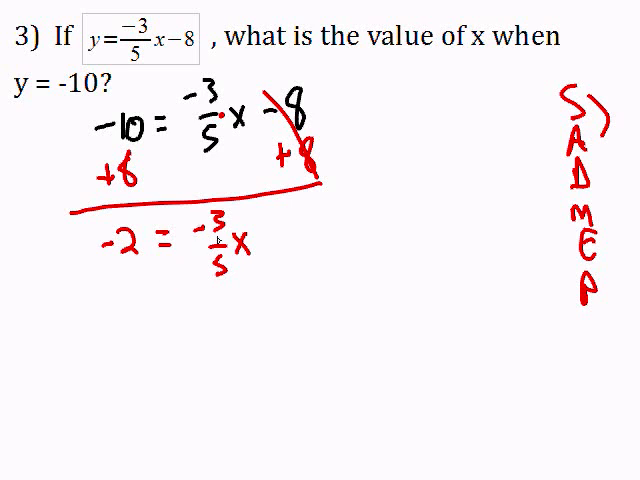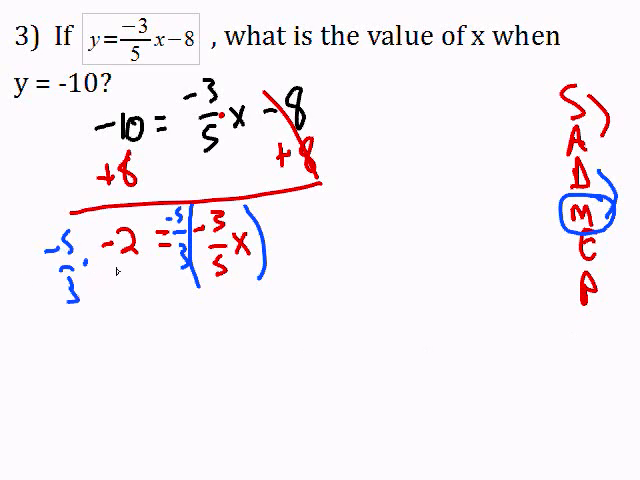What I like to do to get rid of that -3/5 is multiply both sides by the reciprocal. The reciprocal of -3/5 is -5/3. So I'm going to multiply both sides by -5/3. Again, we're solving in SADMEP order. Right now we're getting rid of multiplication by doing something a little bit weird, which is multiplying by the reciprocal. Let's show you how this works.